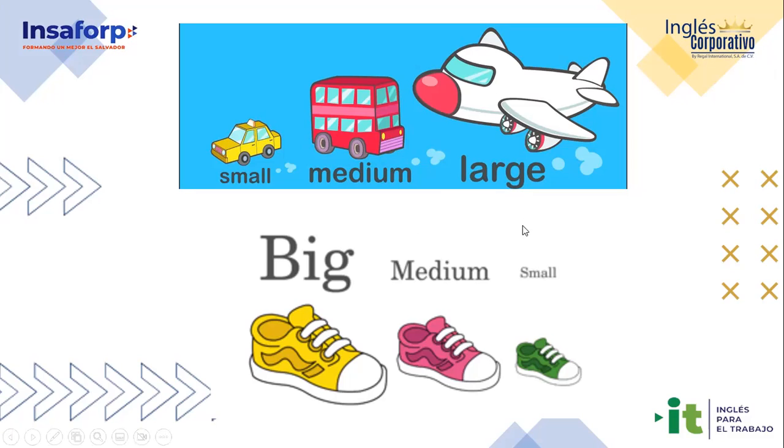Do you know another one? No, teacher. Okay. Another one for objects is narrow. We call narrow a very small space, like for example a street: narrow, angosto o angosta. Puede ser una calle, narrow street. También podemos decir wide.